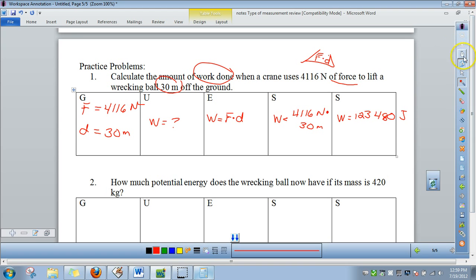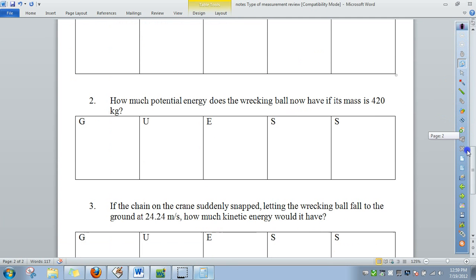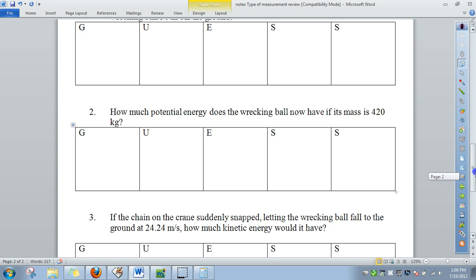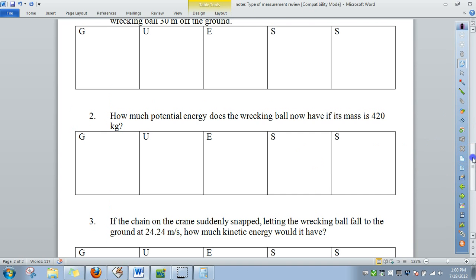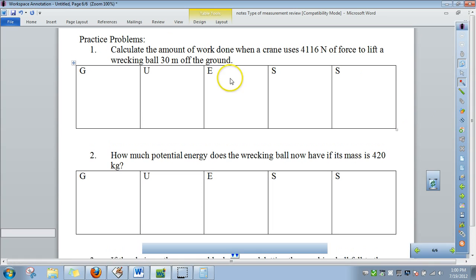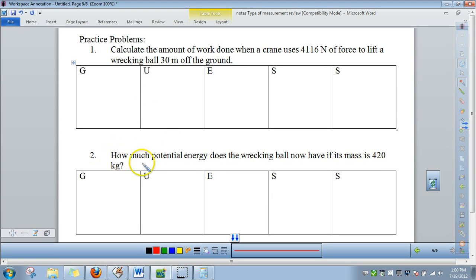Okay, let's move on to our next practice problem. How much potential energy does the wrecking ball now have if its mass is 420 kilograms? That sounds to me like I might need some information from this first problem, so I'm going to leave that pulled up there. How much potential energy? That tells me, hey, potential energy is my unknown. So I'm going to fill in the rest of my blocks so I don't forget what I'm looking for.